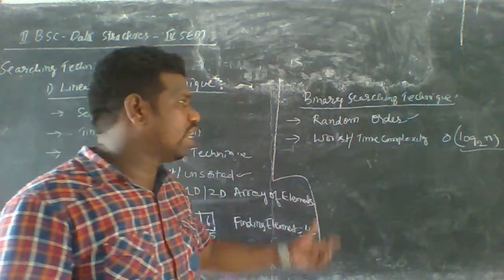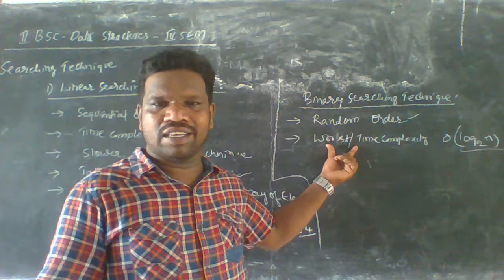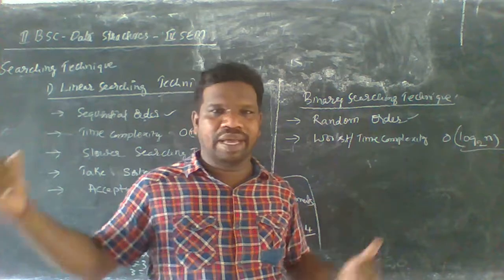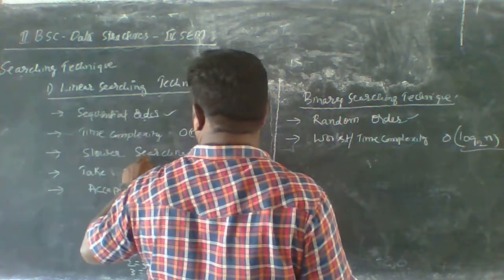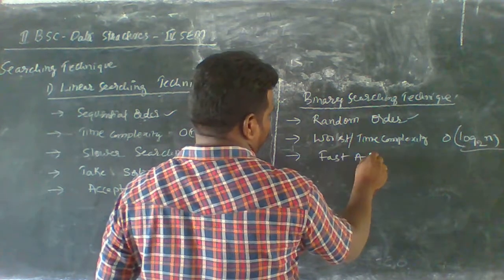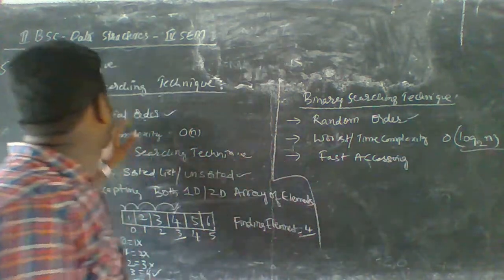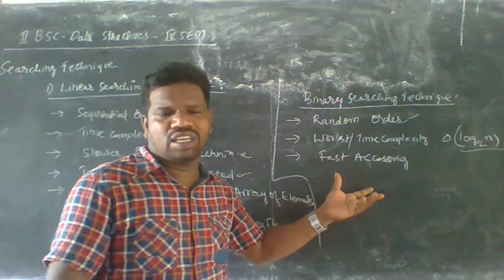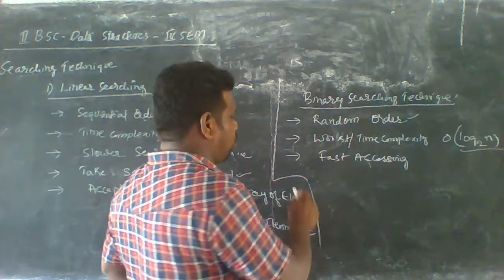Yes. So in this scenario, we can find the given element very easily with the binary searching technique; it is a very fast technique compared with the linear searching technique. This is the slower searching technique, and this is the fast accessing, compared with the linear searching technique. Why it is fast accessing will be seen further on.